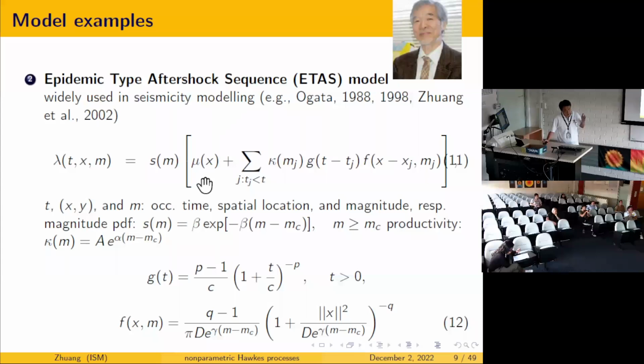It is constant in time, but not homogeneous in space. And also this is the triggering term. This part is something like the productivity of events with magnitude m, so it is a kind of positive exponential function. And this part is one of the famous empirical formulas in seismology, called the Omori-Utsu formula, and this part is an inverse power.